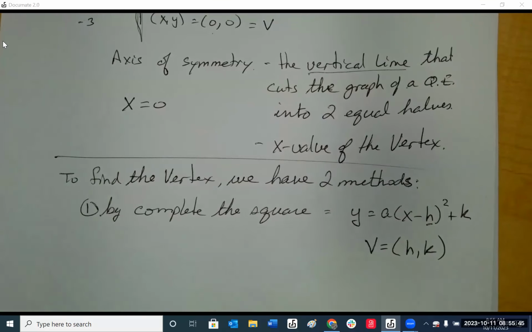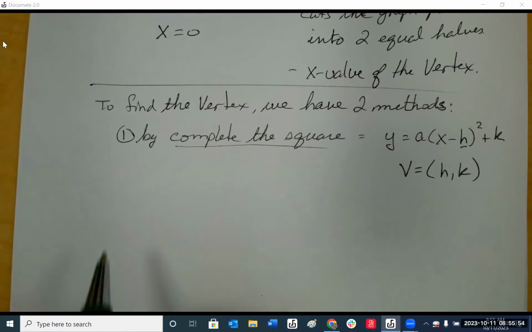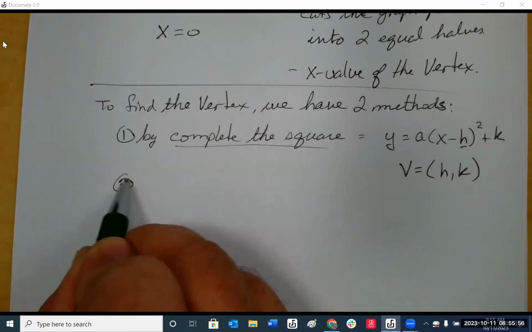H and K was a center. We do the same way here. It's the vertex of our parabola. But we have to learn this method. We'll do that next. Or there's a simpler way.